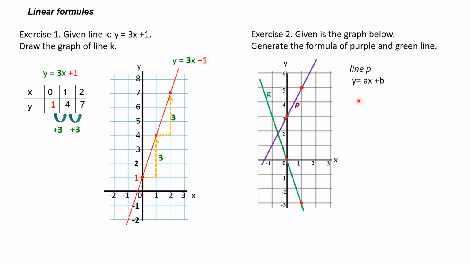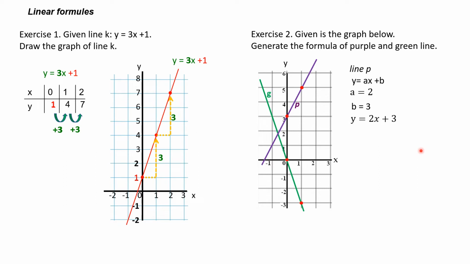Well, all formulas have y equals ax plus b. A and b are numbers. First, we're going to look at the b. Well, the b is where you start at the y-axis. So in this case, it's 3. And now follow your line. One step to the right, you go 2 up. So the a is 2.